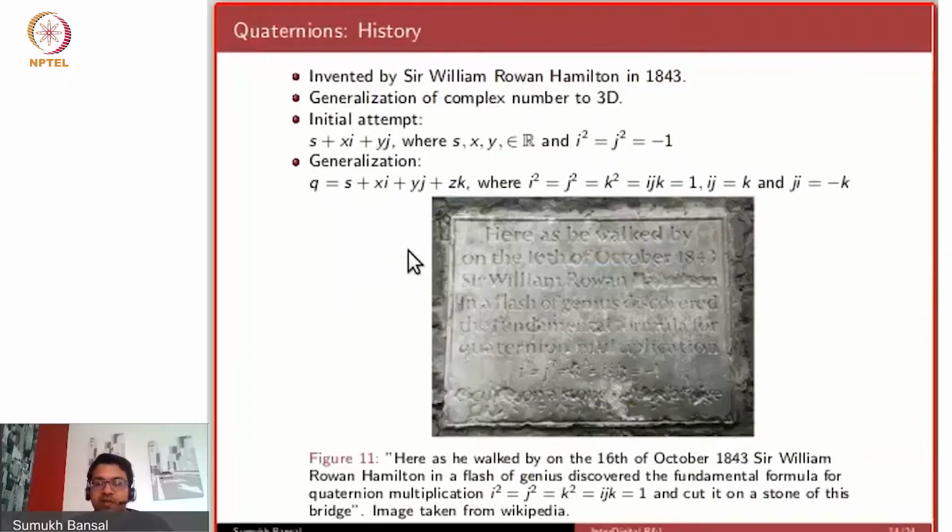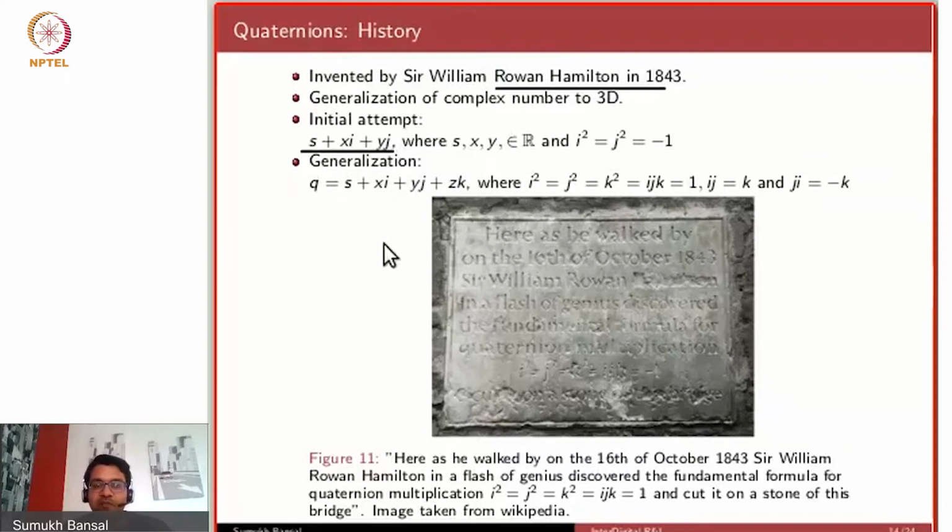So let's start with quaternions. Quaternions have got an interesting history of their own, starting from their conception. Quaternions were invented by Sir Hamilton in 1843, and there is an interesting story about it. He was trying to generalize complex numbers to 3 dimensions, for example, numbers of the form s plus xi plus yj. And when he was trying to do that, the math was just not working out.